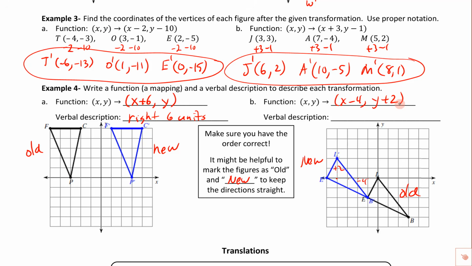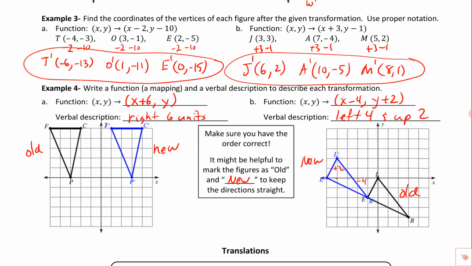And what that does, so our verbal description is, it takes the old one and moves the entire figure. It doesn't change the shape or the orientation or the size or anything. It slides it left 4 and then up 2. So I'm just going to write left 4 and up 2, for that translation right there.